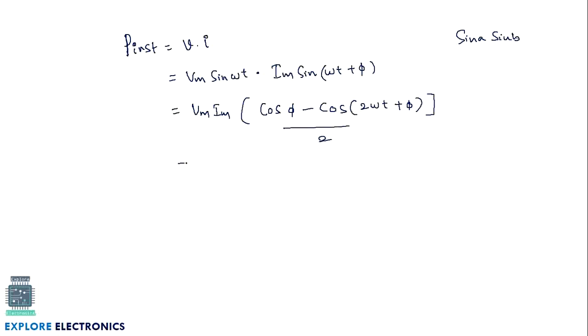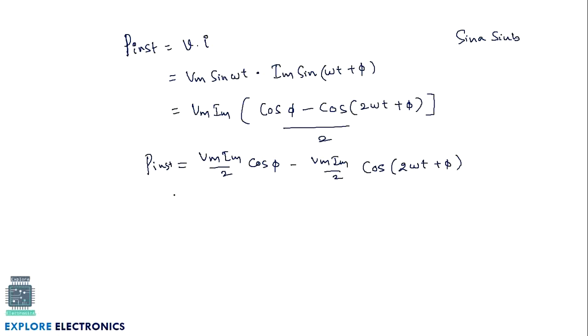So this becomes Vm Im divided by 2 into cos phi, minus Vm Im divided by 2 into cos of (2 omega t plus phi). Here we have 2 omega t. So this is the instantaneous value.